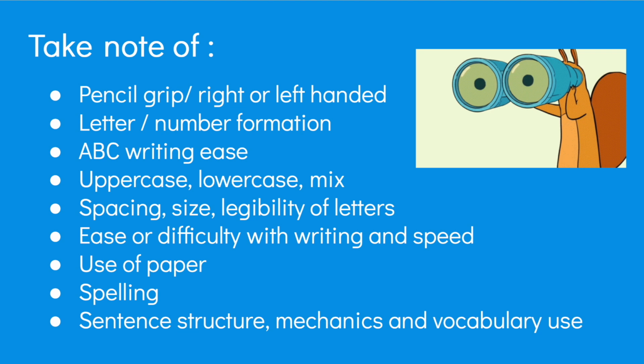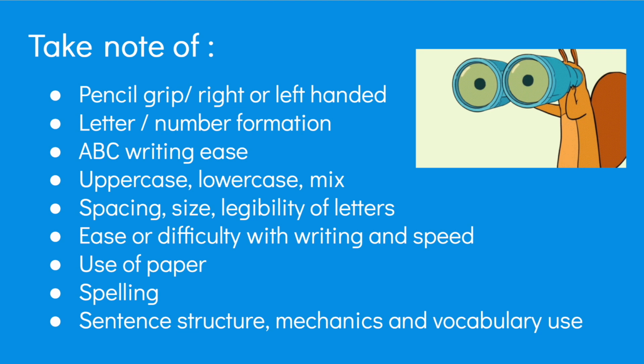These are some things to take note of as the child is writing. And these observations will help you in determining what skills need to be developed for instructional planning. Pencil grip: how they hold their pencil, or are they right or left-handed? How do they form their letters? Do they start letters at the bottom and go up? How do they write their B's and D's? Are they reversing any letters or any numbers?